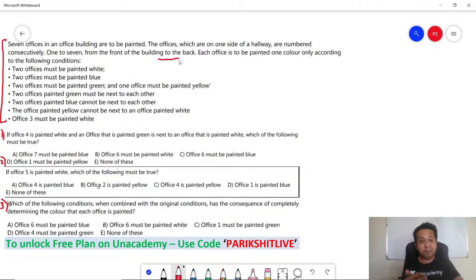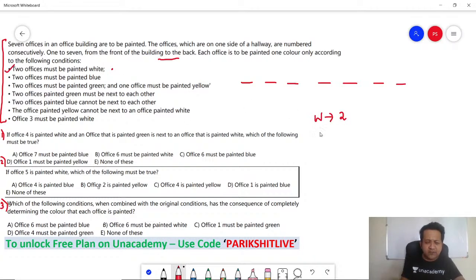This is again from a previous year CET paper. So let's have a look. 1, 2, 3, 4, 5, 6, 7. So 7 offices in consecutive order. Each office is to be painted one color only according to the following conditions. 2 offices must be white. So let's write down, white is 2.